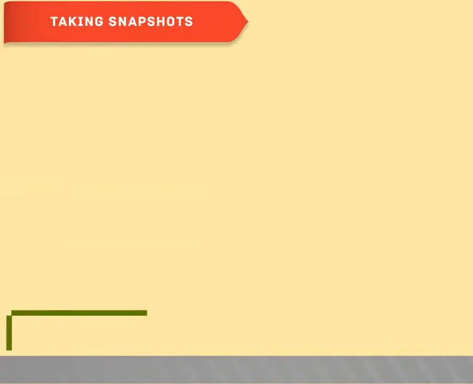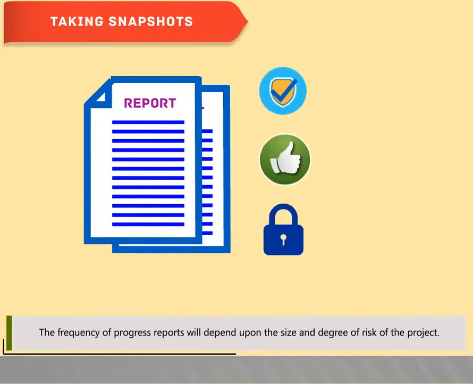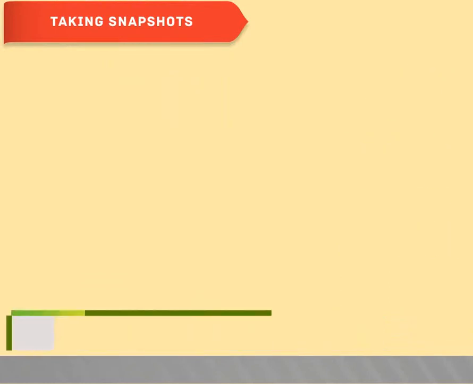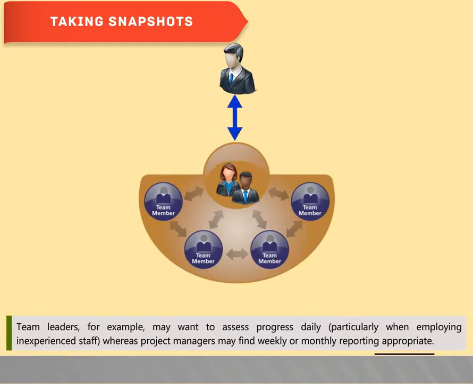Taking snapshots. The frequency of progress reports will depend upon the size and degree of risk of the project. Team leaders, for example, may want to assess progress daily, particularly when employing inexperienced staff, whereas project managers may find weekly or monthly reporting appropriate.